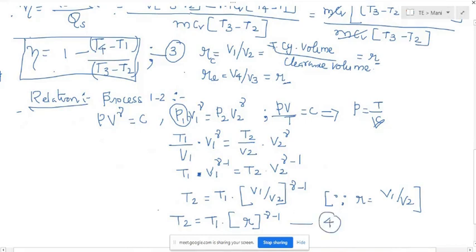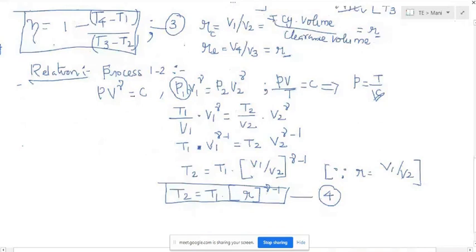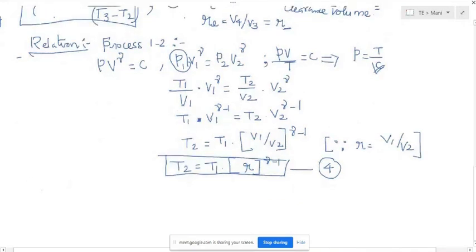So this is one type of equation, which we can use to replace T2 in the efficiency equation. Likewise, consider the process 3 and 4, which is also a reversible adiabatic process. Because of the adiabatic process between 3 and 4, we can say PV power gamma equal to constant. So we can write it like this, right?